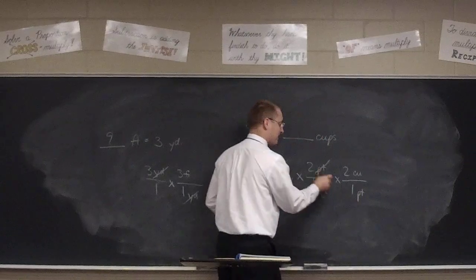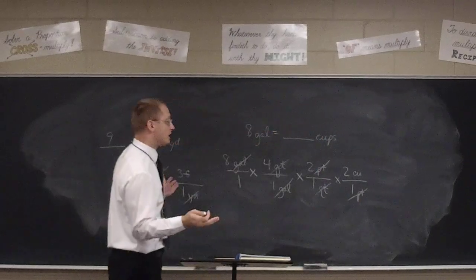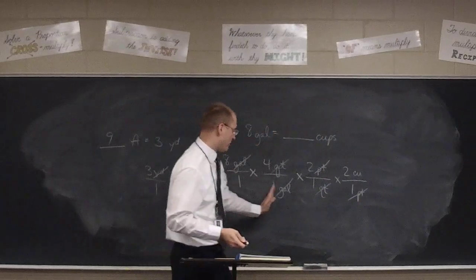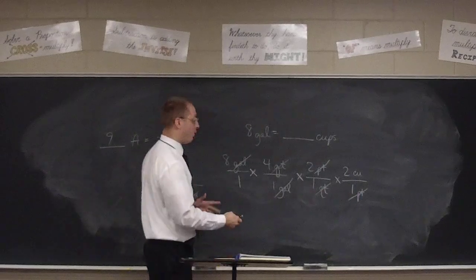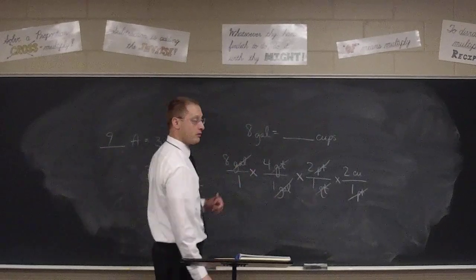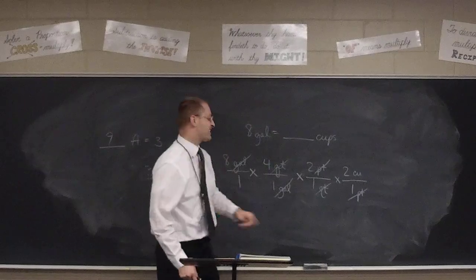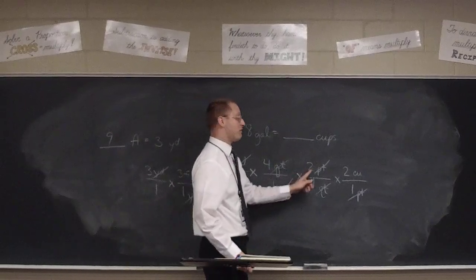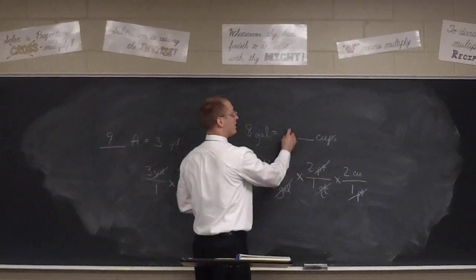1 pint. That way the pints and pints cancel. Notice the only unit left is cups. And according to this, I don't have anything to multiply down here because it's all ones. So I just multiply up here. 8 times 4, 32. 32 times 2, 64. 64 times 2, 128.